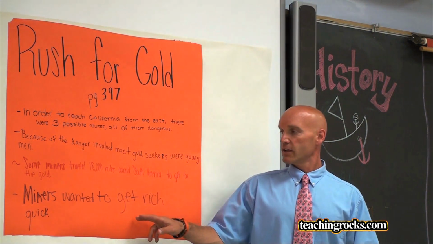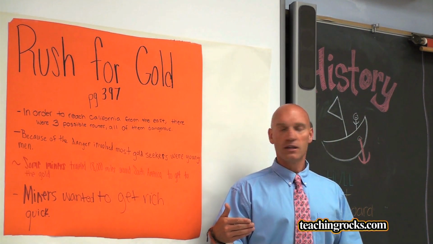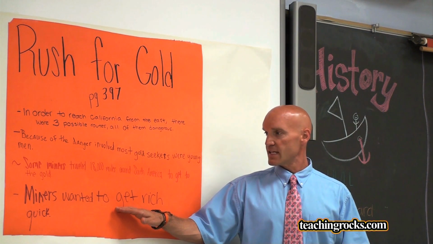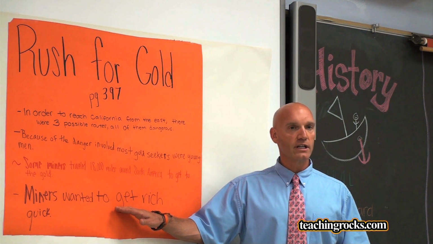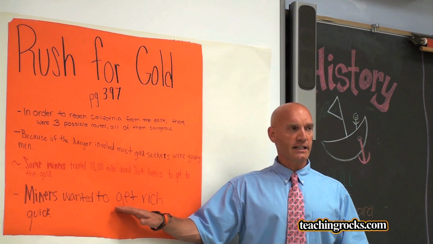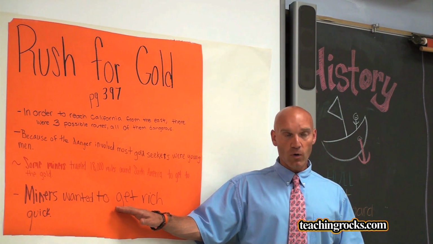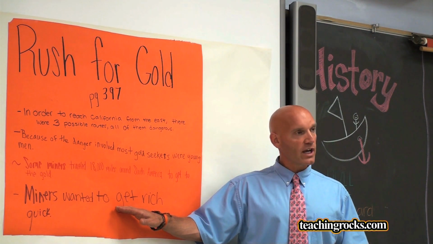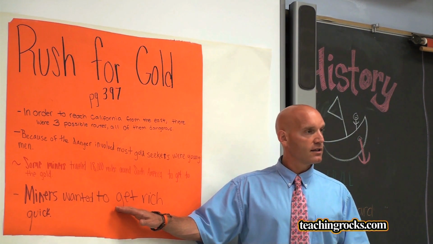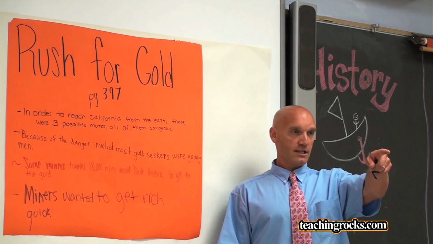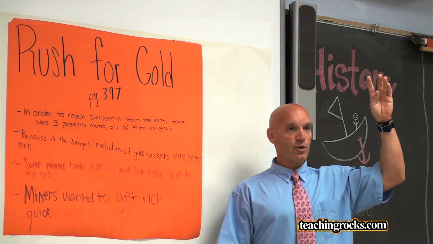Miners wanted to get rich quick. What we're going to do now is we're going to go in more depth with each of these pieces of information. Let's take this one, for instance. Is that something that still happens in our society today? Yes. Absolutely. What forms does it take? Now, we don't really rush off to the hills of California looking for gold, but what are some ways that we try to get rich quick, or what are some ways adults try to get rich quick today? The lottery. How many of you know somebody that plays the lottery? Quite a few of you. Other methods.